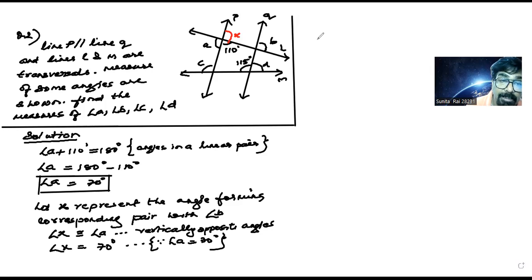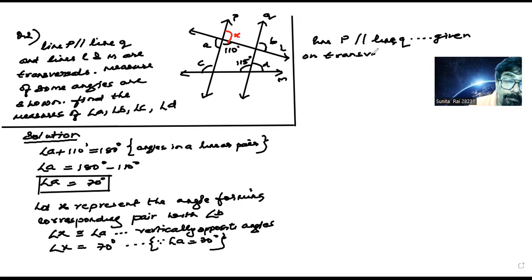So don't you realize this, line P, please have a look here. Line P is parallel to line Q, given to us. Got it? There is more than one transversal for these lines, so we better mention the transversal. Whenever you have two parallel lines and more than one transversal for them, you better mention the name of the transversal when writing line P parallel to line Q on transversal L.